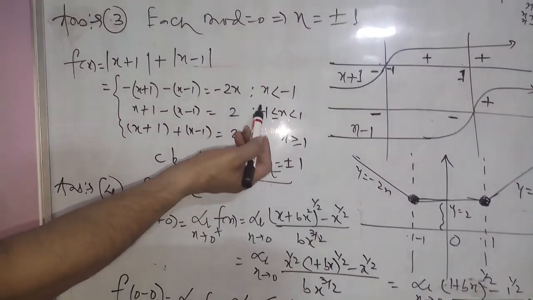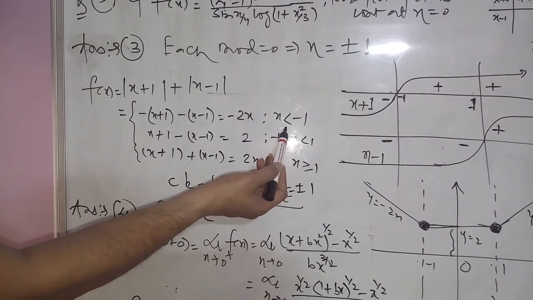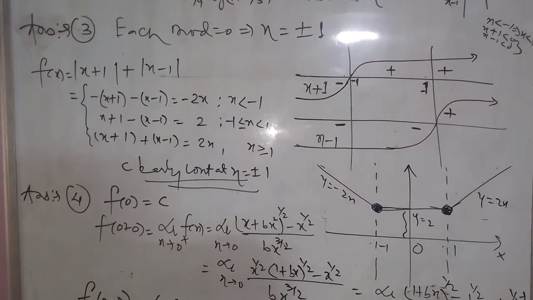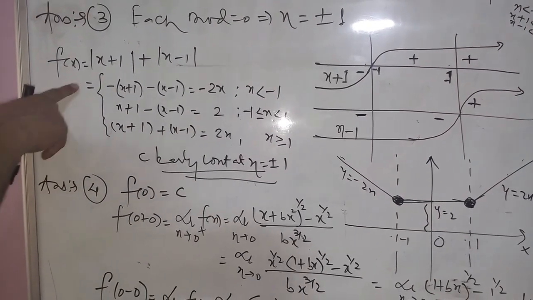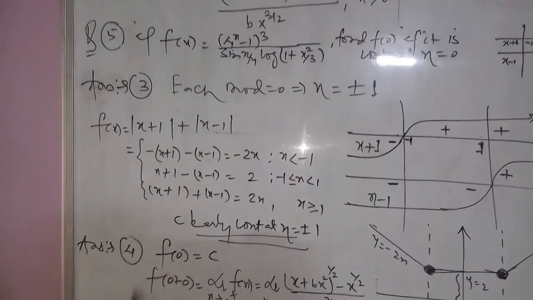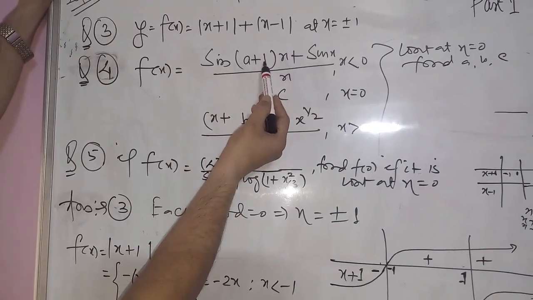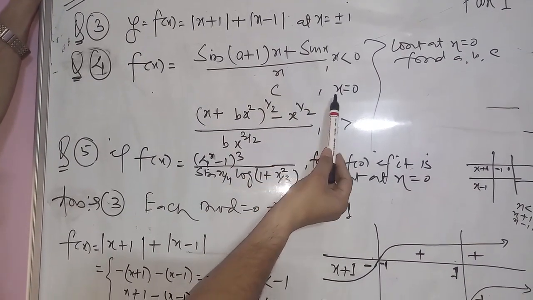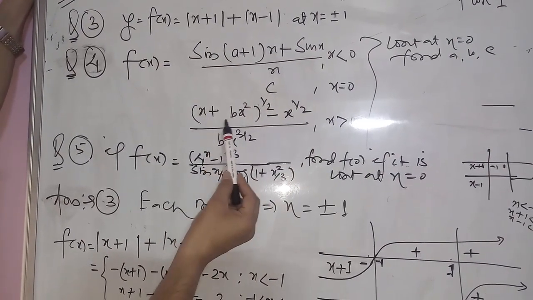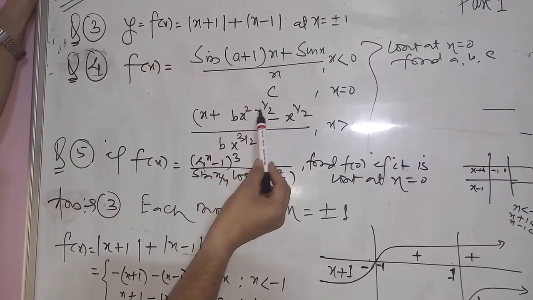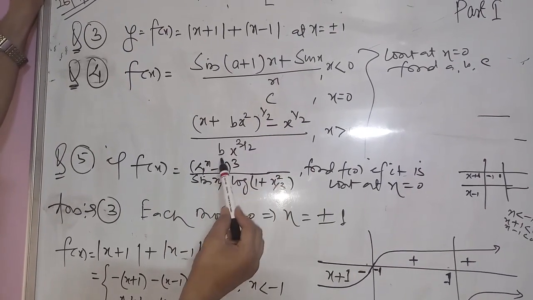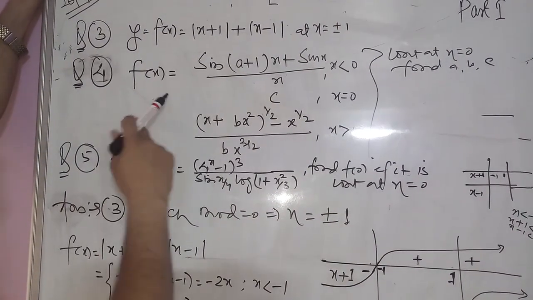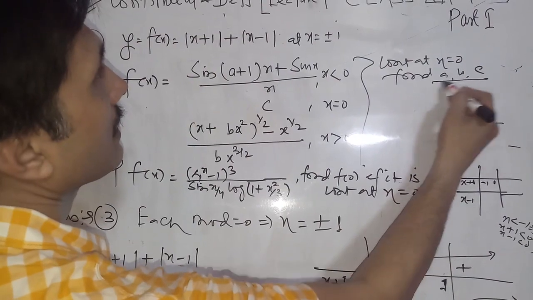Analytically, as usual we take left hand limit at minus 1, function value at minus 1, right hand limit at minus 1 and decide the continuity of function. Next, fx equal to (a plus 1) into x plus sin x by x, x less than 0. A parameter c, unknown parameter when x equal to 0. Square root of (x plus bx square) minus x to the power 1 by 2 upon b x to the power 3 by 2, x greater than 0. Here, given that function is continuous at x equal to 0, find a, b, c.